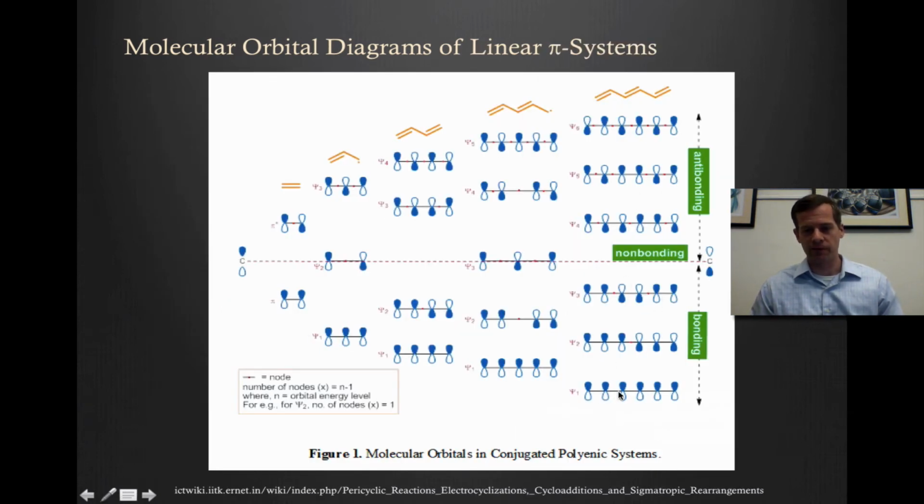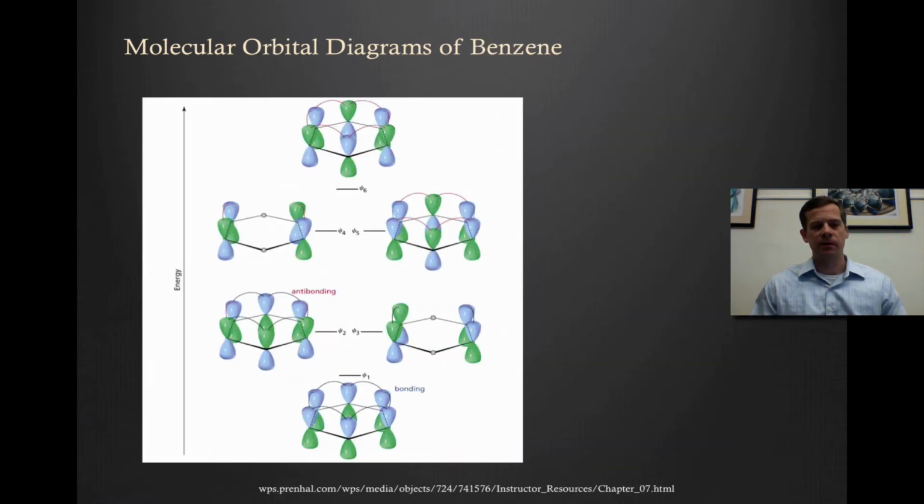So if you look at 1,3,5-hexatriene, you've got 1, 2, 3, 4, and 5 total bonding interactions between those 6 atoms. If we look at benzene, we actually have 1, 2, 3, 4, 5, 6. We actually have an additional bonding interaction. And so this most stable, lowest energy molecular orbital is actually even more stable because it's cyclic. It's got that cyclic conjugation. Okay?